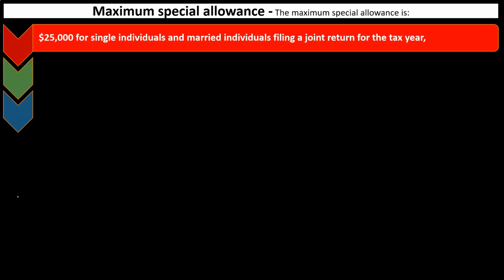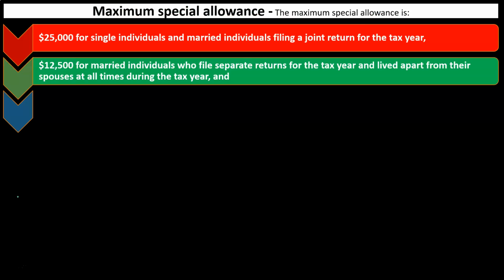So we have the maximum special allowance. The maximum special allowance is $25,000 for single individuals and married individuals filing a joint return for the tax year, $12,500 for married individuals who file separate returns for the tax year and lived apart from their spouses at all times during the tax year.